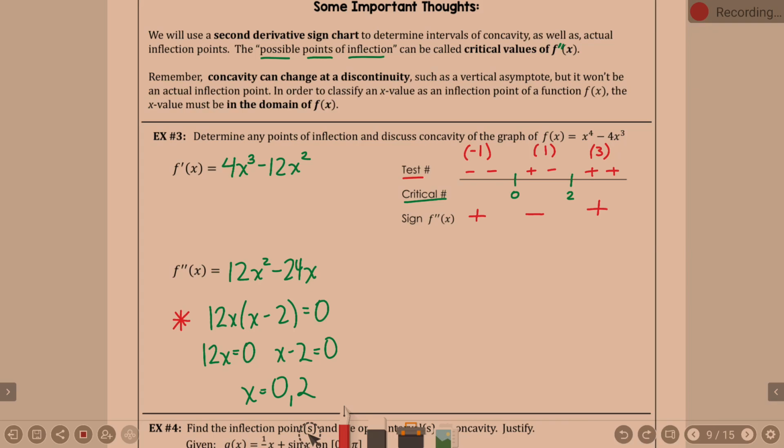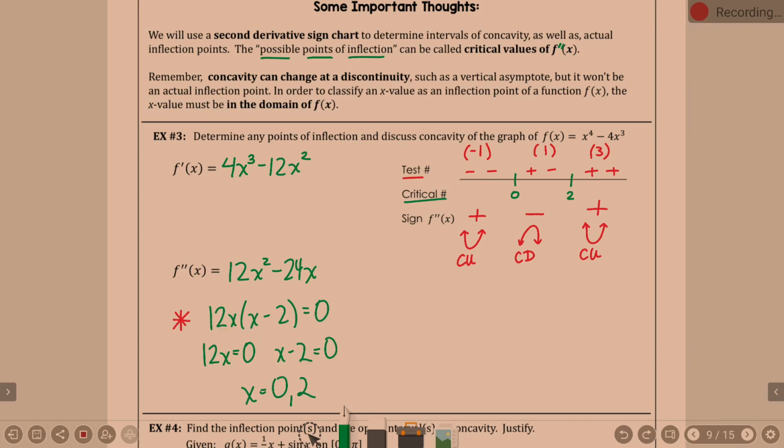Now, what does this mean? When my second derivative is positive, those intervals are going to be concave up. When my second derivative is negative, it's going to be concave down. Hopefully you're catching on. I'll either use CU and CD for concave up and concave down, or basically a parabola for concave up or concave down.